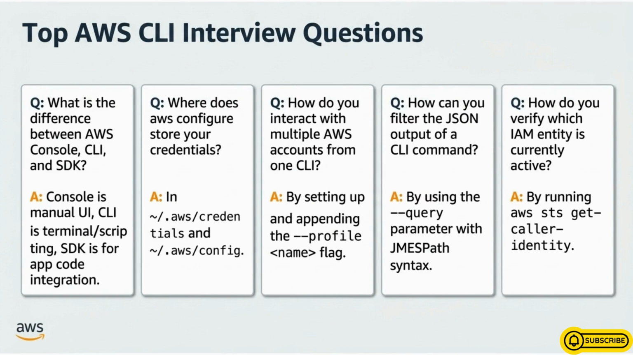Let us quickly review important AWS CLI interview questions. First, what is the difference between AWS Console, CLI, and SDK? Console is manual, CLI is terminal-based, SDK is application code. Second, where are AWS credentials stored? Usually inside .aws/credentials. Third, how do you switch accounts? Using named profiles. Fourth, how do you filter JSON output? Using --query. Fifth, how do you verify current identity? Using aws sts get-caller-identity.